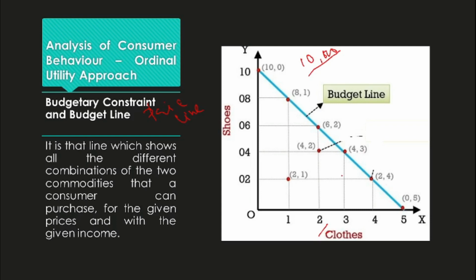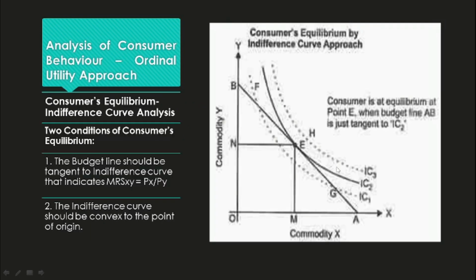Now, moving on to the indifference curve, what does it give us? We already know that the indifference curve gives us combinations of two commodities, but the best part in this is that whichever combination we use, the total satisfaction will remain the same. So it does not matter if you use the first combination or the second combination or the third combination.